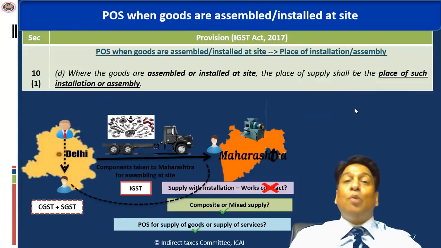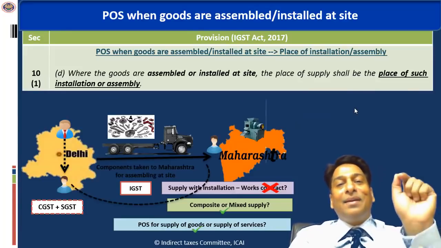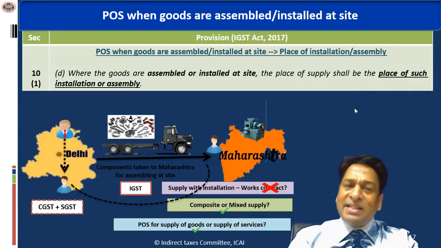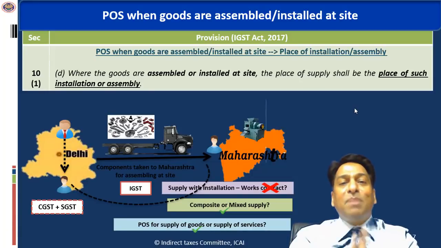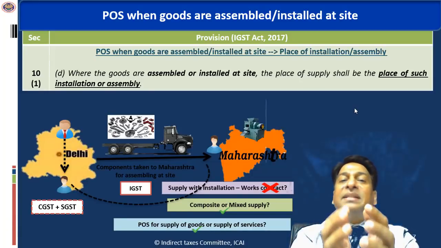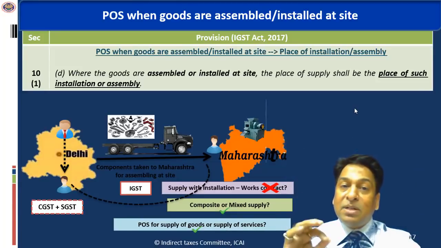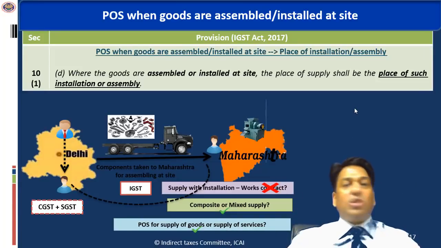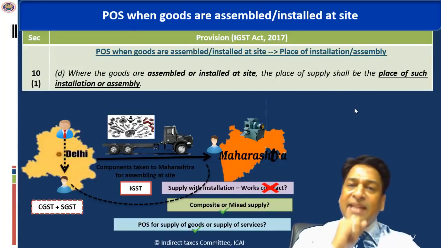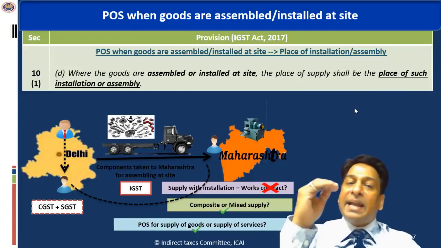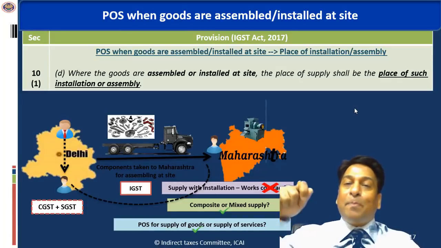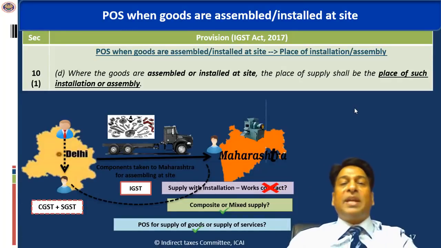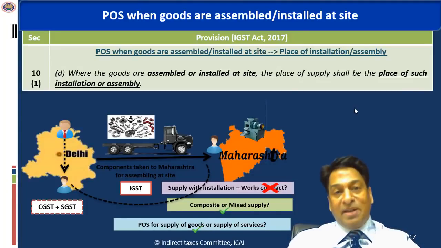Well said. Now moving to 10(1)(d). 10(1)(d) is important to determine place of supply when goods are assembled or installed at site. Goods are assembled or installed at site. We have to determine only place of supply. So what is the place of supply? 10(1)(d) says, where goods are assembled or installed at site, the place of supply shall be the place of such installation or assembling is being done.